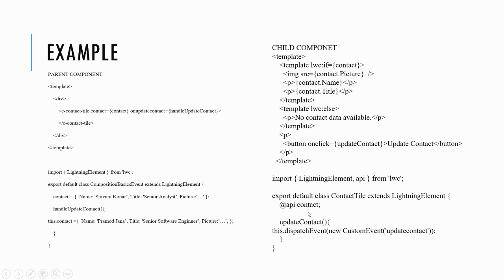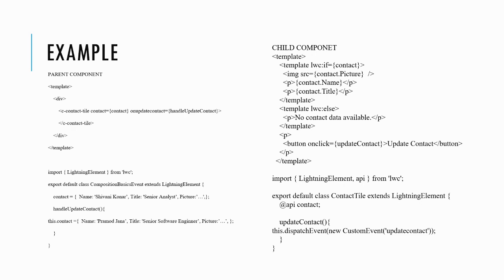As you can see, this is the child component in which we have contact decorated with @api. It is exposing this field as a public property that can be accessed by any other component in which it is embedded. In this case, it is embedded in this parent component. When the page renders, it will get this contact value, which we have hard coded for now. This value will be passed to the child, which updates the HTML template of the child, where it checks whether contact is there or not. If it is, it gives the necessary information like contact picture, name, title, and everything.